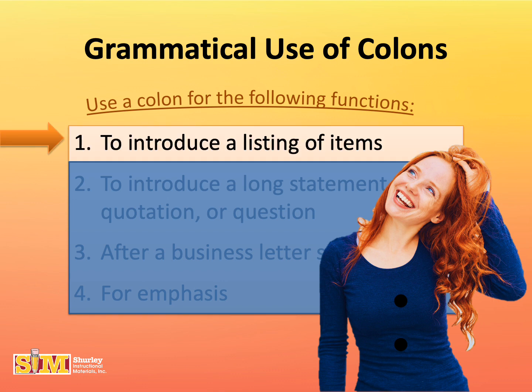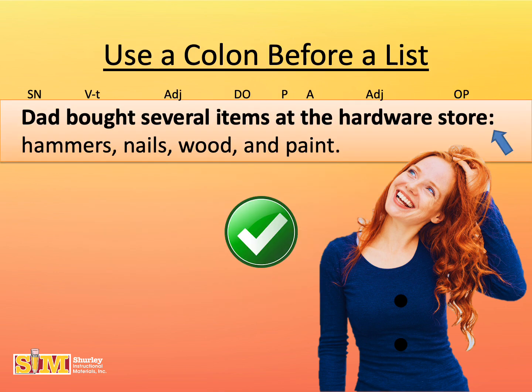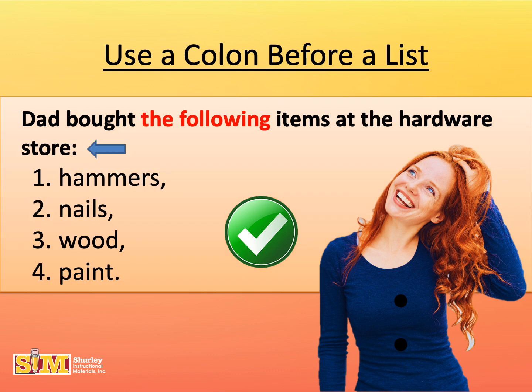In grammar, colons are used to introduce a listing of items. The colon comes after words that describe the list. The words in front of the colon should contain a subject and a verb and make complete sense. Even before the colon is used, the reader is often given a hint that a list will follow by words like the following, this, or these.